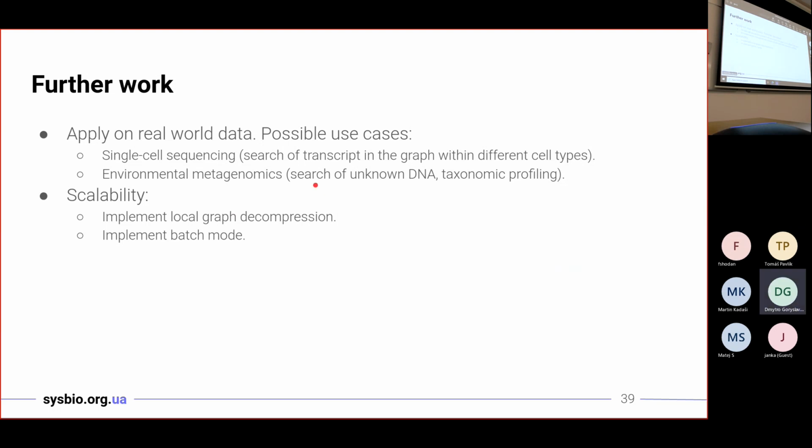And also here single cell sequencing is mentioned. That is also a possible use case, to search for a transcript in a graph that is built from different cell types. So that's it. Thank you for your attention. I will be happy to answer your questions if you have some.